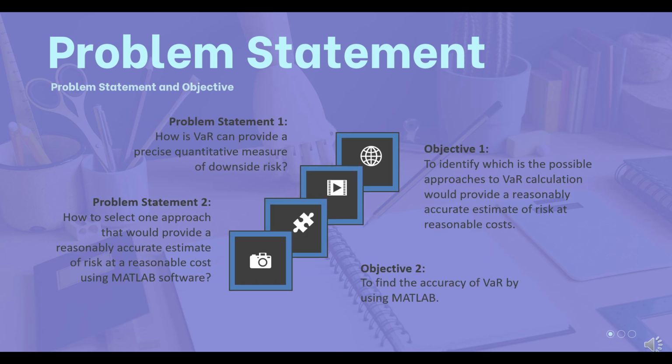As we go through the journal, we have 2 problem statements and 2 objectives. The first problem statement is how value at risk can provide a precise quantitative measure of downside risk. Then, how to select one approach that will provide a reasonably accurate estimate of risk at a reasonable cost using MATLAB software. For the objectives, firstly, we want to identify which possible approaches to value at risk calculation would provide a reasonably accurate estimate of risk at reasonable cost. The second objective is we want to find the accuracy of value at risk by using MATLAB.